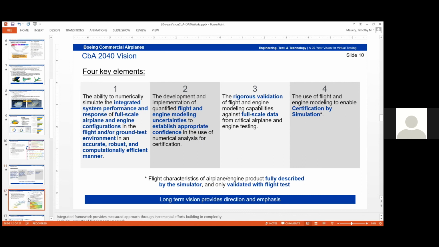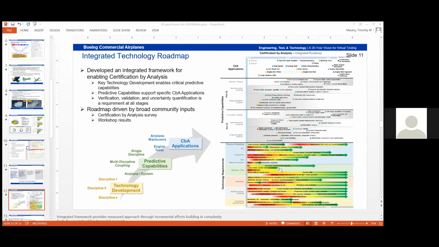So based on the vision, we developed an integrated framework that will help to provide a measured approach through incremental efforts that build in complexity. So, the technology development is the fundamental research that people are doing, scale resolving methods or adaptive mesh refinement. And then those feed into predictive capabilities that are integrated implementations of technology.